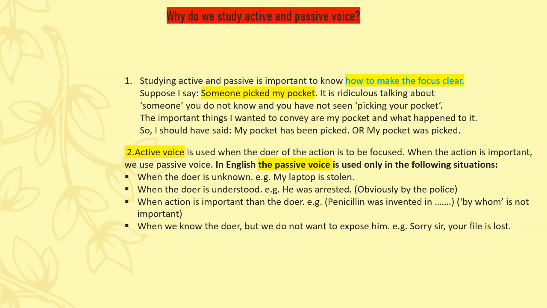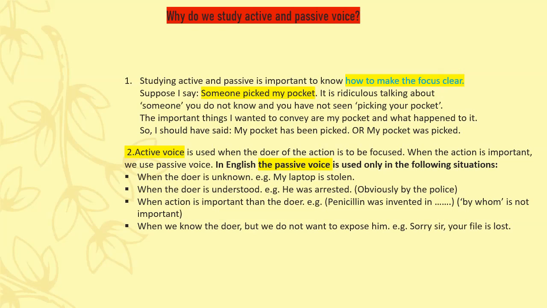Suppose I say, someone picked my pocket. It is ridiculous talking about someone, isn't it? Who we don't know and we have not seen picking the pocket. The important things I wanted to convey are my pocket and what happened to it. So I should have said, my pocket has been picked, or my pocket was picked. Second, active voice is used when the doer of the action is to be focused, as I told you. When the action is important, we use passive voice.